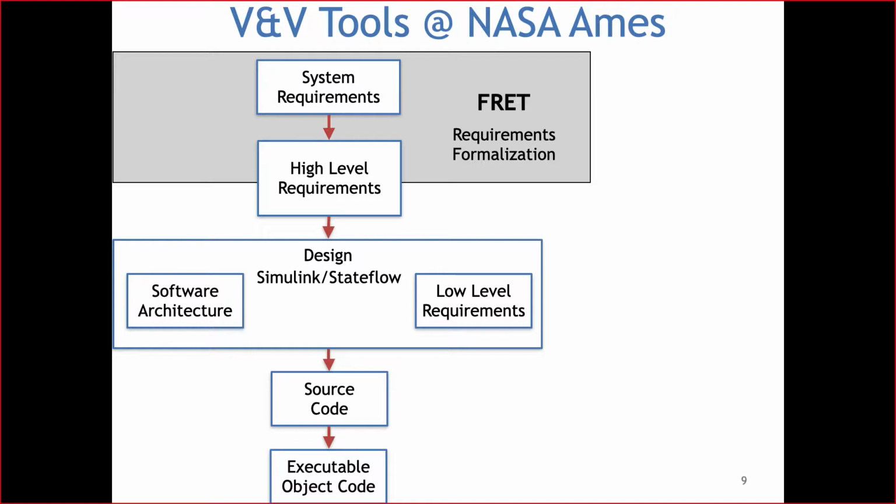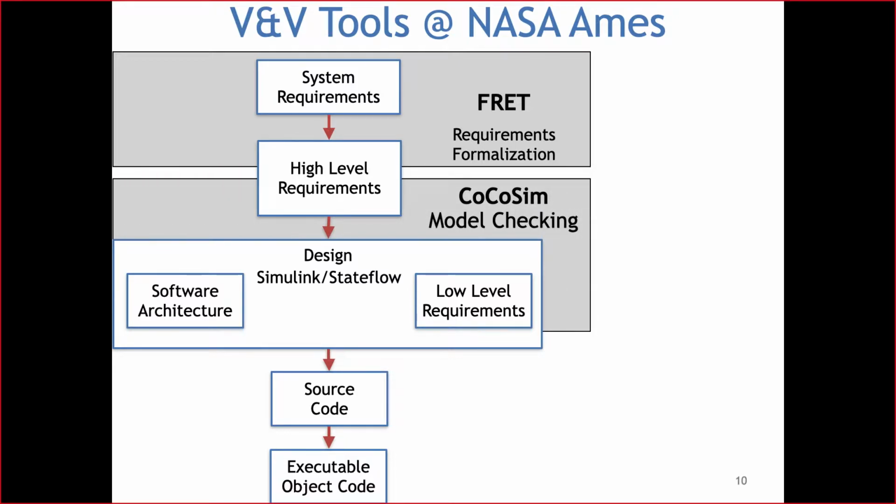So at NASA Ames, where I developed CoCoSim, we have many other tools that are used for the whole V cycle. We have FRET, a requirement elicitation and formalization tool that can be used at the requirement level. If you have an English requirement, then you can generate a formal representation of that requirement in CoCoSpec or LTL format, which is just a mathematical, formally defined output, or the semantics. You generate a semantic for that requirement.